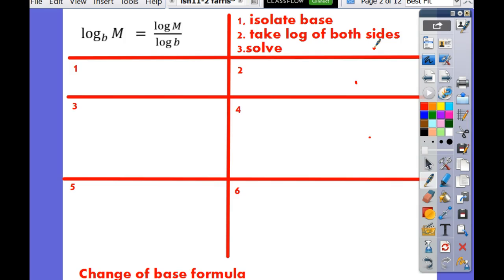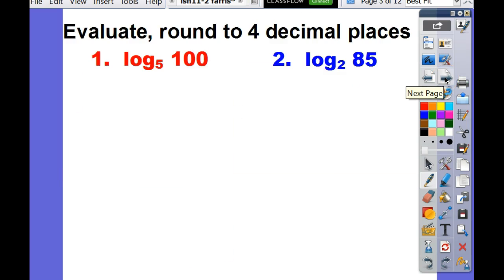So at the tip-top page of your foldable, write down your change of base formula and your steps for solving a change of base formula, all the way at the top of the blue page. This is your example number 1 and 2. They're going to go way up at the top of the page, right underneath the change of the base formula, because these are examples of the change of base formula. So right underneath the change of the base formula, write this example. This is what you were doing on Friday.